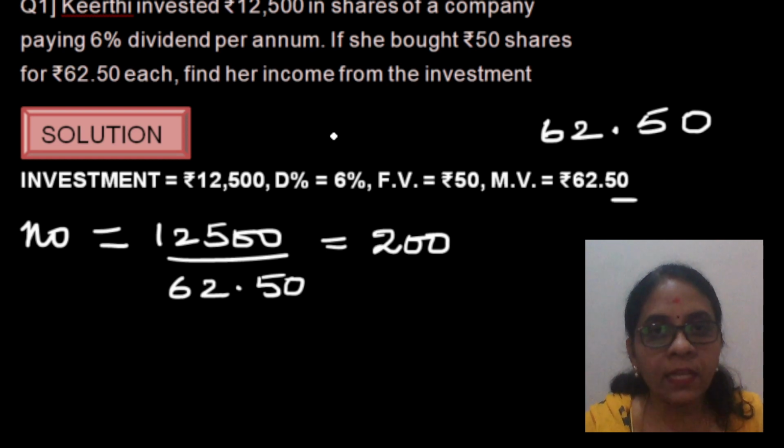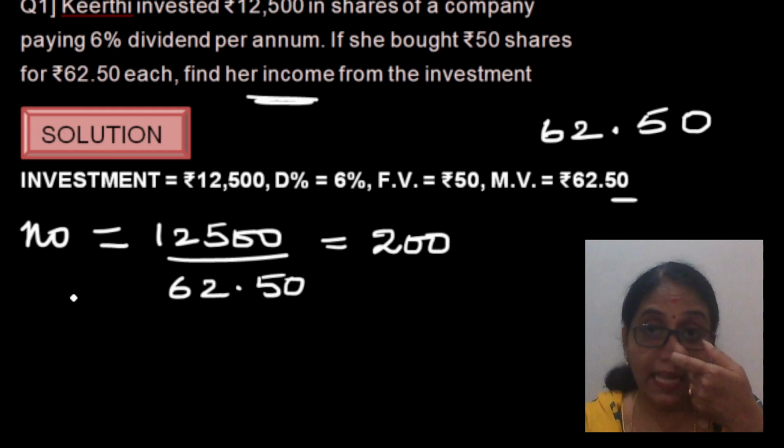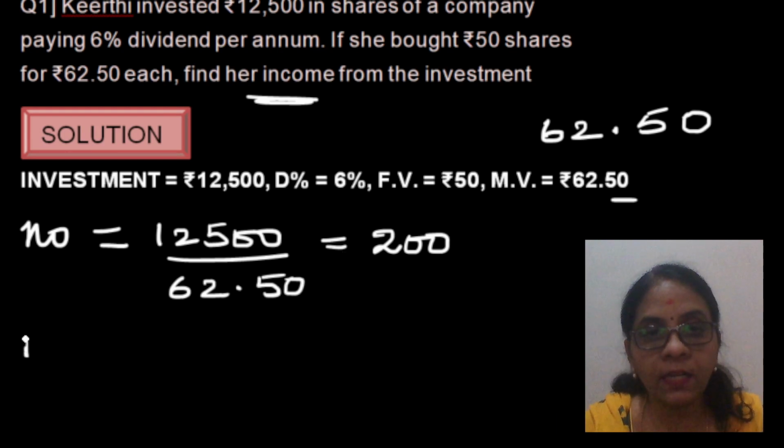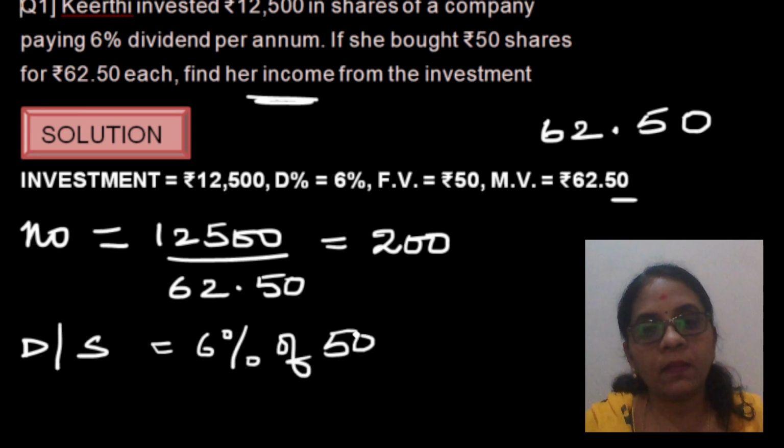Now they are asking us to find her income. Her income is her annual income. So first let us again recollect the annual income formula. Annual income formula is number of shares into D per share. We got the number of shares. Now we will find the D per share. So D per share is D percent of FV. D percent of FV is 6% of 50 rupees. 50 by 100 is 1 by 2. 6 by 2 is 3. So D per share is rupees 3.